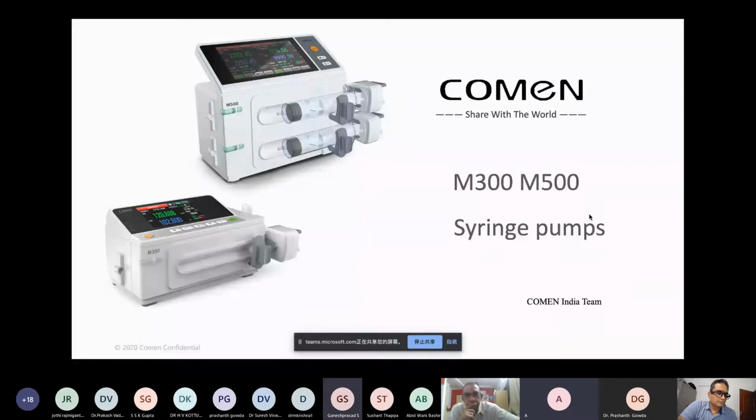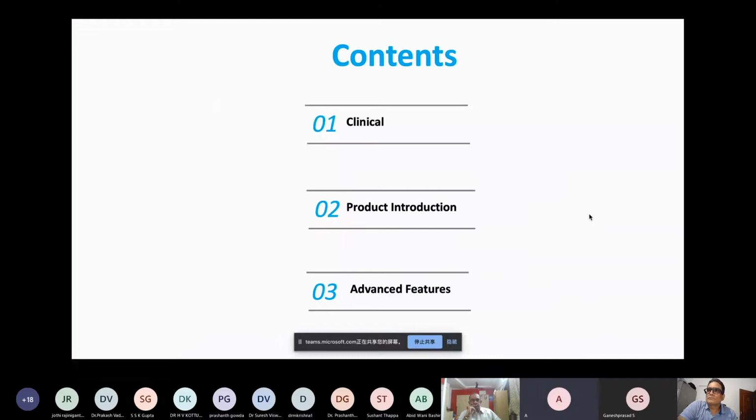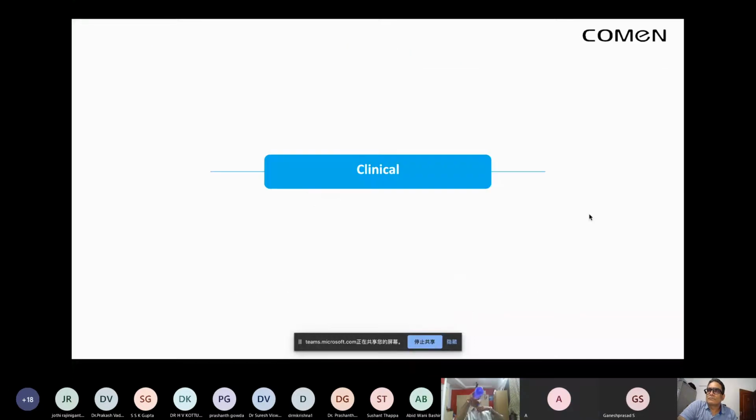Okay, let's see the syringe pumps first. Recently we have some new technology for the single channel and 2-channel syringe workstation, and we have one more, a 4-channel syringe workstation also. Another one is our infusion pumps. One by one, let's go and see. For the syringe pumps, we are going to introduce the clinical production introduction and advanced features.